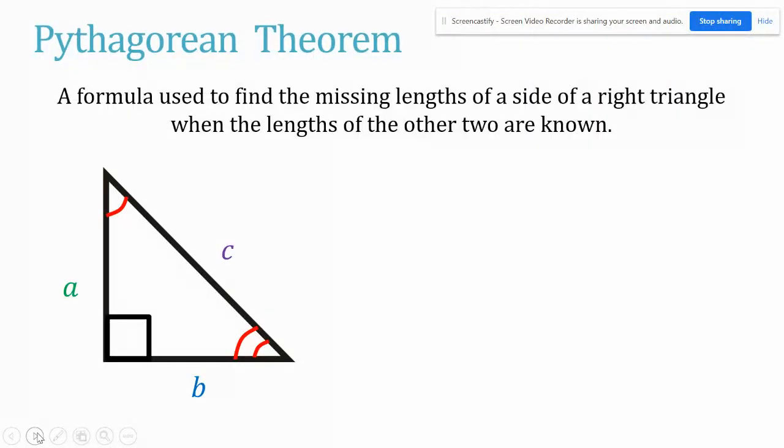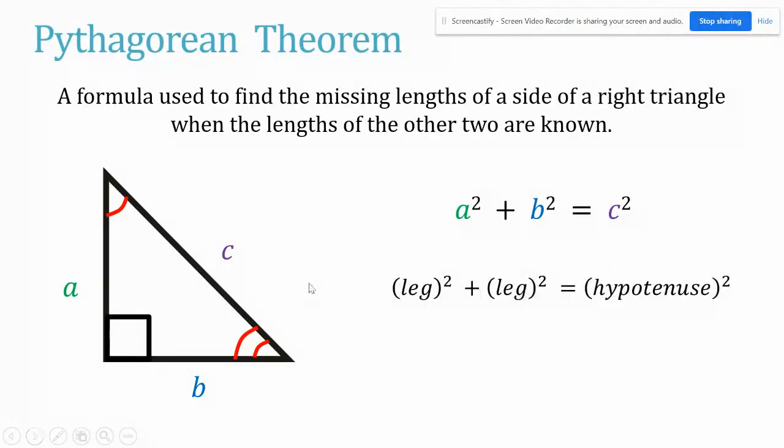It is a formula used to find a missing side of a right triangle if we know what the other two sides are. Doesn't matter which ones we know, we can substitute into our formula and solve from there. A squared plus b squared equals c squared, or leg squared plus leg squared equals hypotenuse squared. Doesn't matter which leg goes first. Addition is commutative, so we're allowed to interchange that.